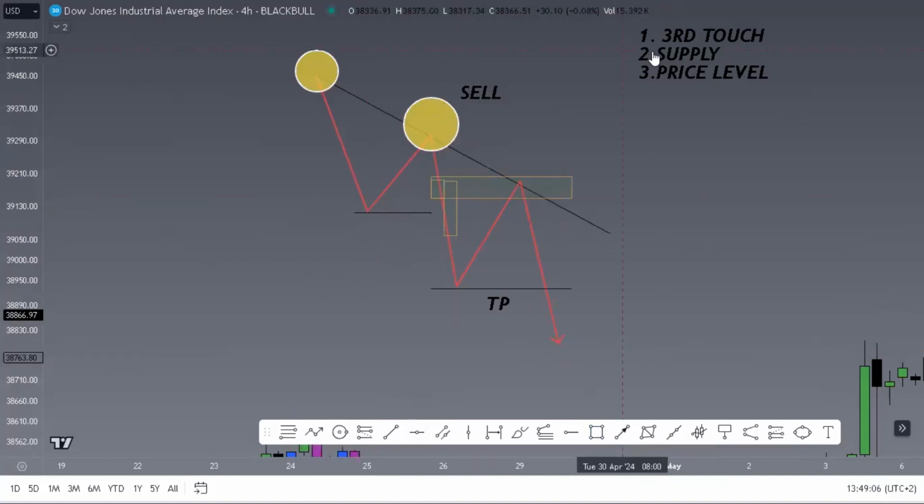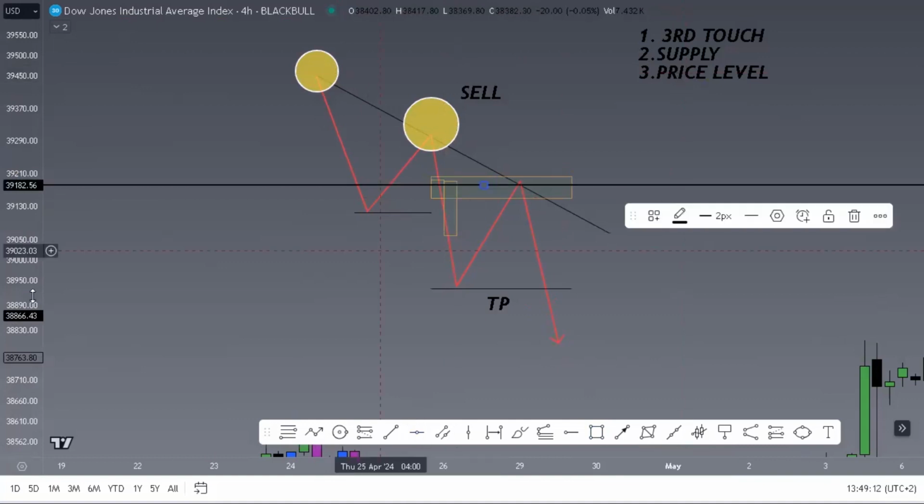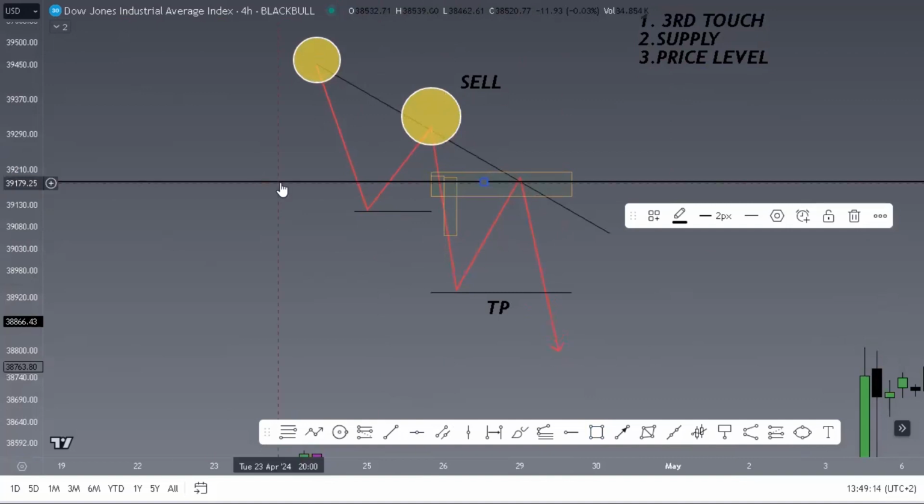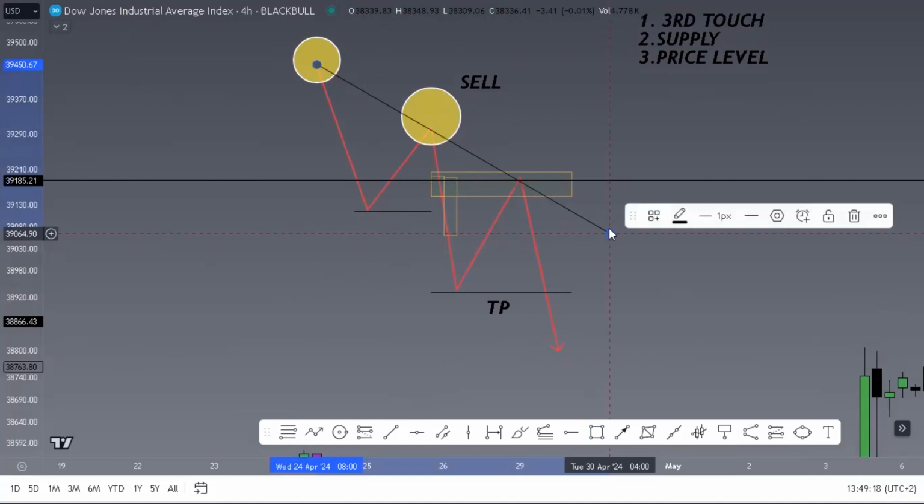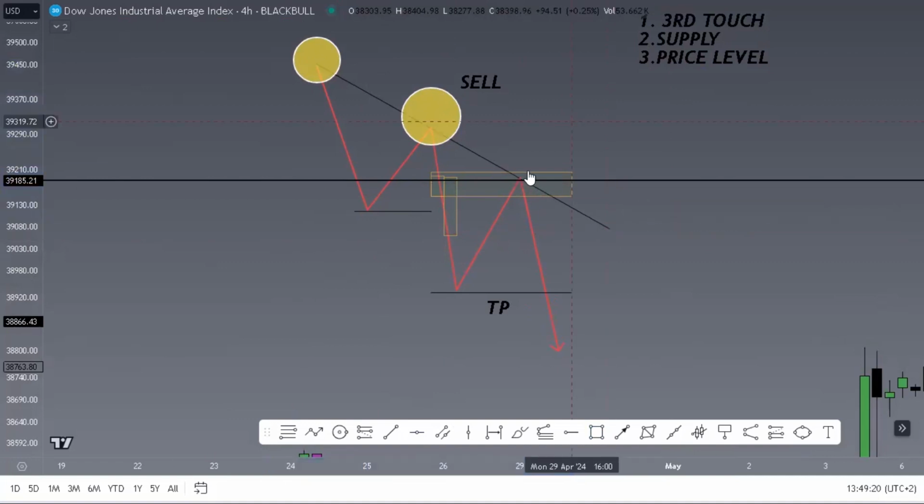And then once we have the supply zone, we're going to have to look for a price level. That price level should also be inside that supply. So this price level is the one that we're going to use to sell somewhere there. And then our TP will be there.